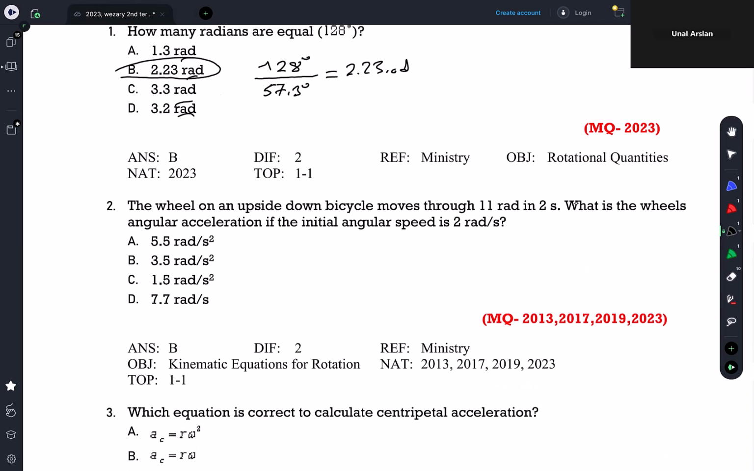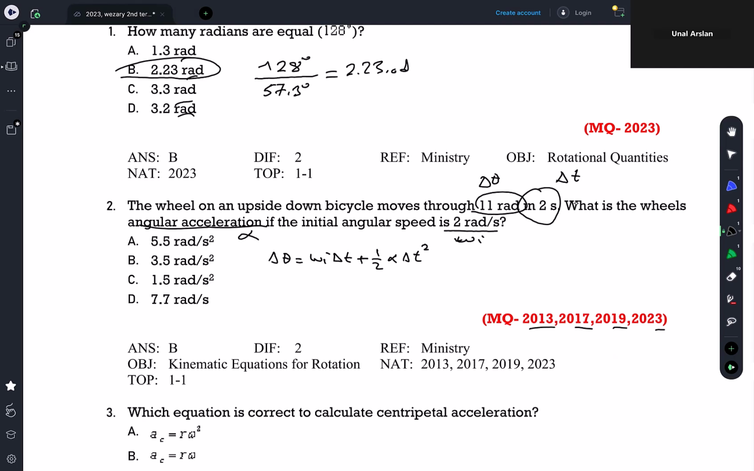Question number 2. The wheel on an upside down bicycle moves 11 radians in 2 seconds. So this is angular displacement, delta theta. This angular displacement happens in 2 seconds. What is the wheel's angular acceleration, alpha, if initial angular speed omega initial is 2 radian per second? So we are going to use the third kinematic equation. Delta theta is equal to omega initial delta t plus 1 over 2 alpha delta t squared.